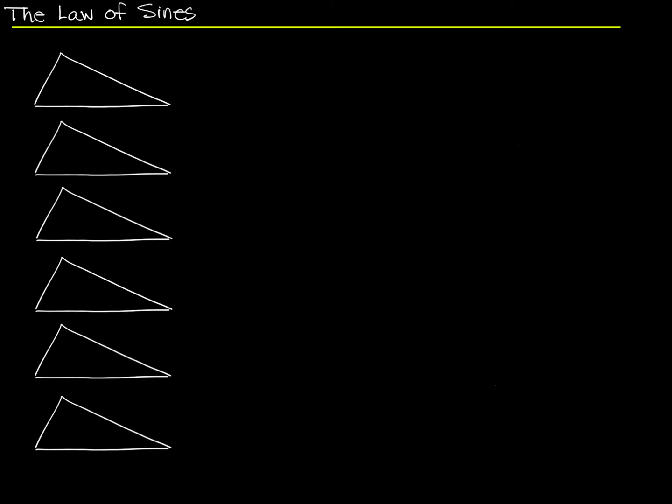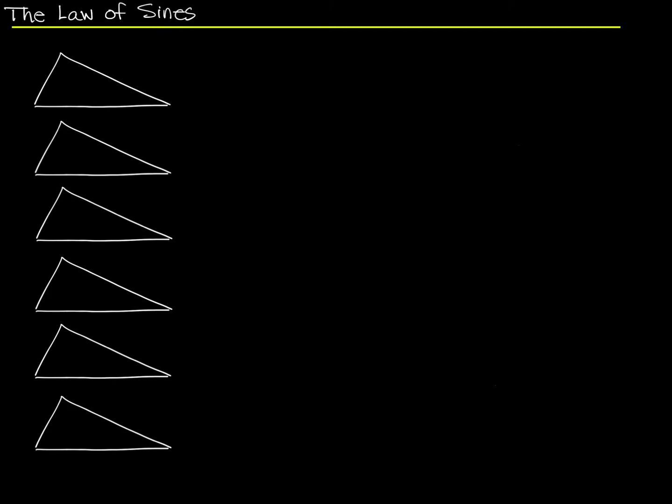But the law of sines is only going to apply under certain conditions. And so before we begin, I want to take a moment and talk about the different ways in which you can combine sides and angles to get three different parts to a triangle. And then we'll talk about which of those cases we can use the law of sines for, and for which we need a different approach.